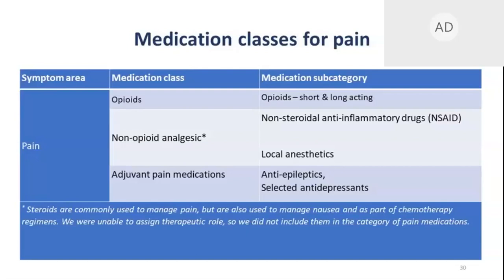We do note that steroids are commonly used to manage pain, but they're also used to manage nausea and as part of chemotherapy regimens. And because we only had access to Part D information, we could not identify other symptoms or chemotherapy regimens that might be ongoing where the steroid would be a component of that. And because we were unable to assign a therapeutic role to the steroids, we did not include them in the category of pain medications.